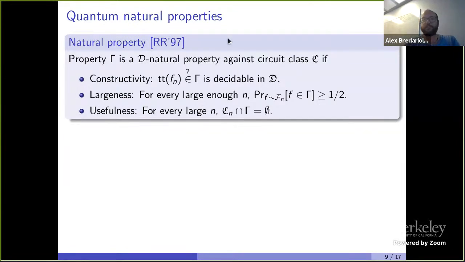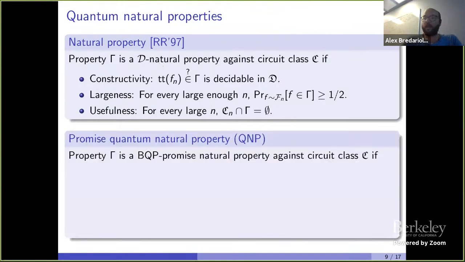And they use this to show that if you have hope to prove P is different from NP, this proof has to be non-relativizing. So the idea is that it cannot be cast as this type of argument.